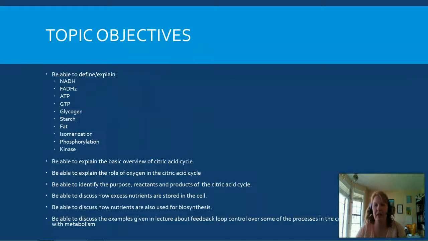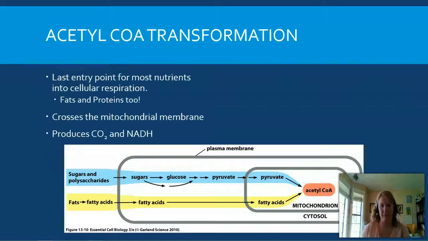Here are your objectives for this topic. As always, these are what I expect you to have mastered before the test, and if you have any questions, please let me know. I know these objectives look very similar to the ones in the last section, but these are specific to the citric acid cycle versus the ones for glycolysis. So let's go ahead and get started.